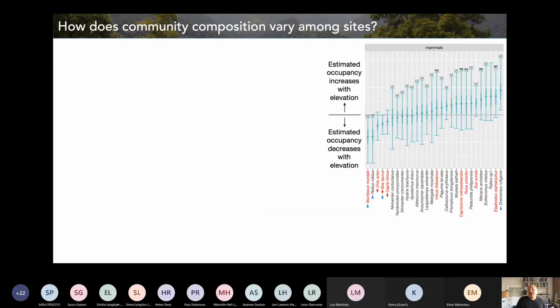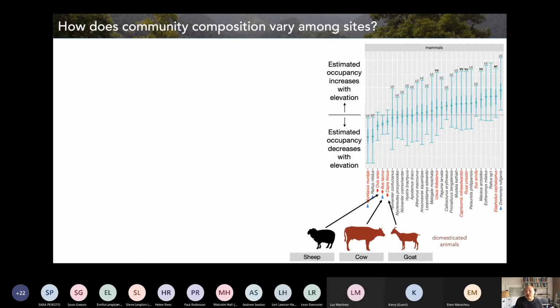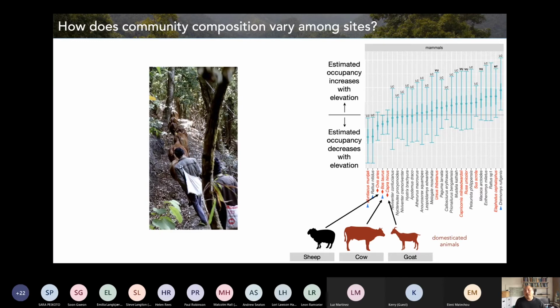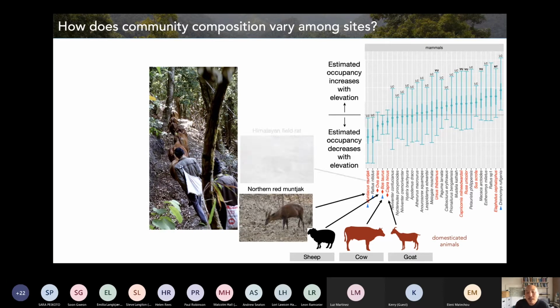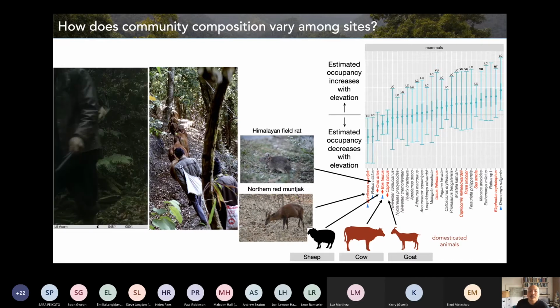And so we can ask, what are those species that prefer to be at low elevation? Well, 3 of them out of the 5 are domestic animals. And these are species that are taken in by neighboring populations of humans and allowed to range in there. And so you can see them yourself. This is a camera trap photo. Northern red muntjac, the field rat, right? And these are species that are resilient to hunting or not hunted at all. And we know that there is some hunting in this park. So it makes a lot of sense that the rest of the wildlife is arranged towards the center of the park.